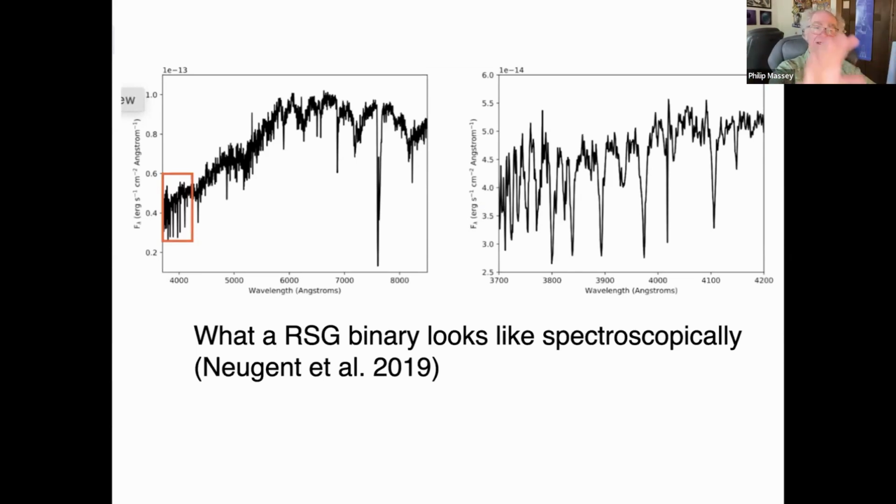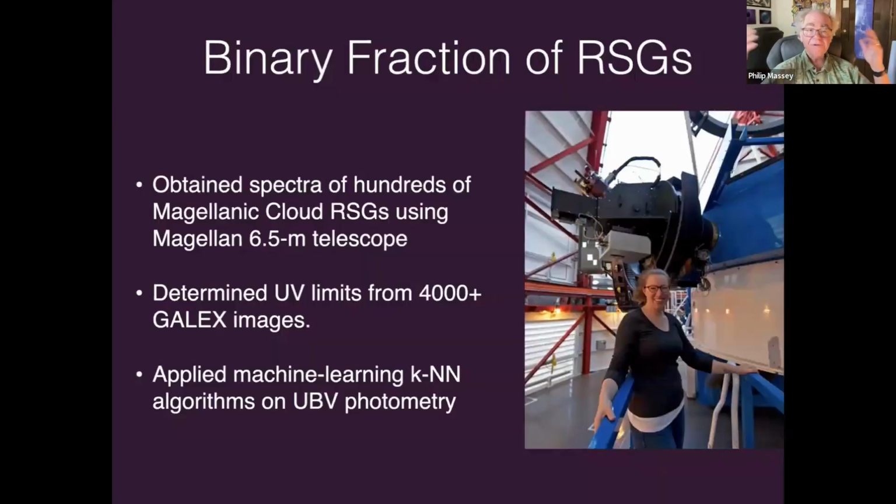And you not only see the lines of titanium oxide, but in the blue, if you have good signal to noise spectra, you will see the upper Balmer lines, and those have to come from a hot companion. So what Catherine did was she took spectra of hundreds of Magellanic Cloud red supergiants using the Magellan telescope. And there are only a few stars with published GALEX photometry in the UV, but what she did was she downloaded 4,000 GALEX images and actually set hard limits on what the UV flux was on these images for all the red supergiants in the sample.